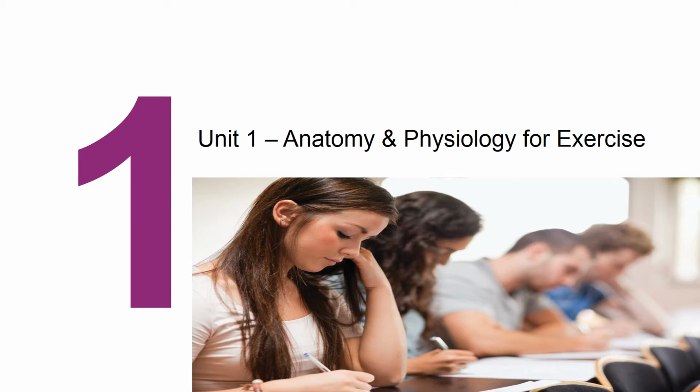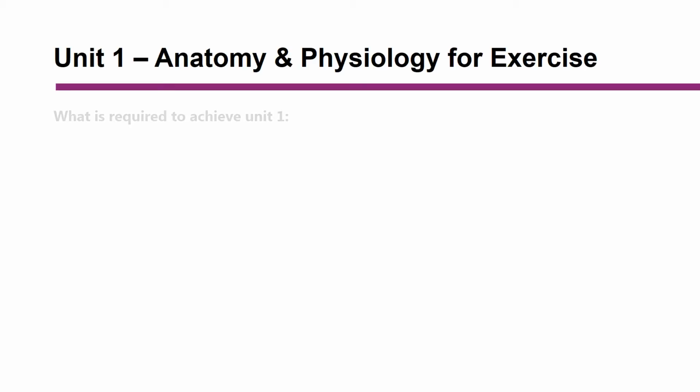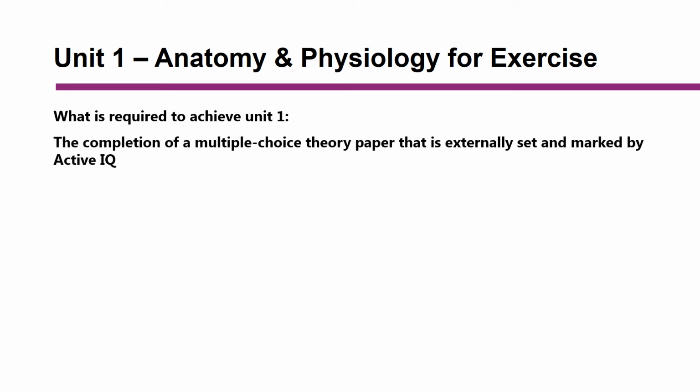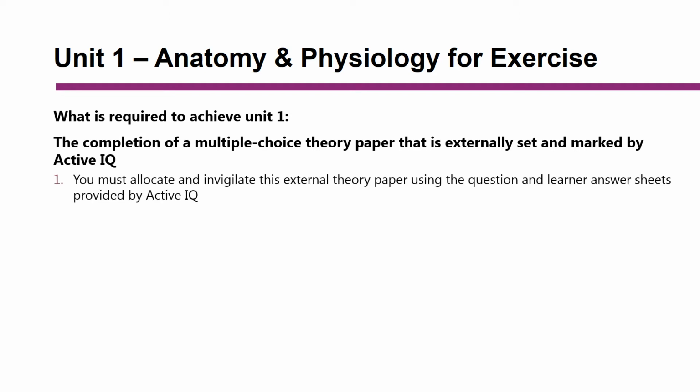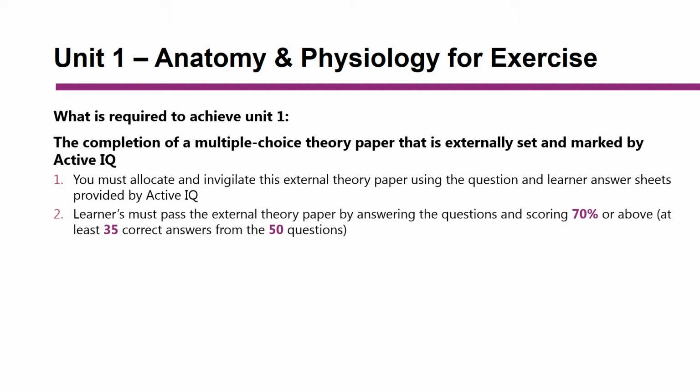So we're now going to look at Unit 1, Anatomy and Physiology for Exercise. So what's required to achieve Unit 1? Learners must complete a multiple choice theory exam paper that is externally set and marked by Active IQ. You must allocate and invigilate this external theory paper using the question and learner answer sheets provided by Active IQ. Learners must pass this external theory paper by answering the questions and scoring 70% or above. So that's at least 35 correct answers from the 50 questions possible.